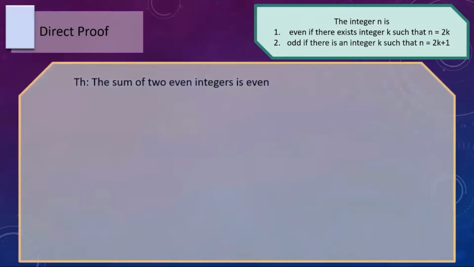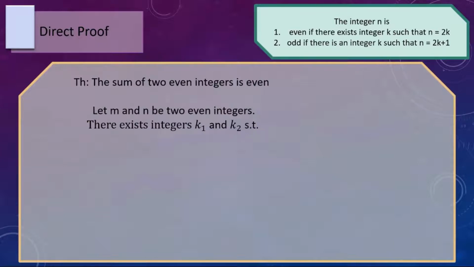Let's try another. The sum of two even integers is even. It's a direct proof. So we're going to start with the assumption, let m and n be two even integers. Well, by definition, again, I'm going to apply the definition. What does it mean to be even? There exist integers k1 and k2, such that m is 2k1 and n is 2k2. Let me stop right here.